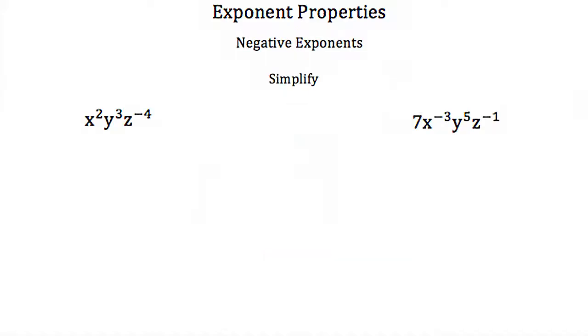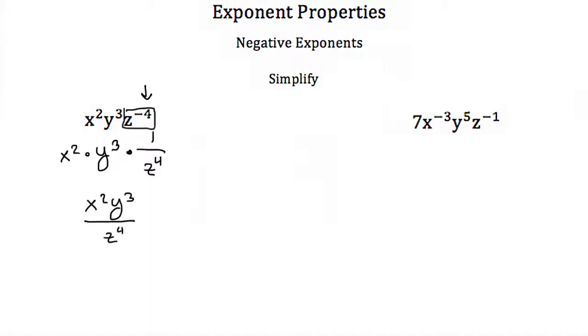So let's practice this a little bit. Here we have x squared times y cubed times z to the negative 4. Well, that's the same as saying x squared times y cubed times 1 over z to the 4th. Because this is a negative exponent, we take this whole term and put it in the denominator. So we can rewrite this as x squared y cubed all over z to the 4th.